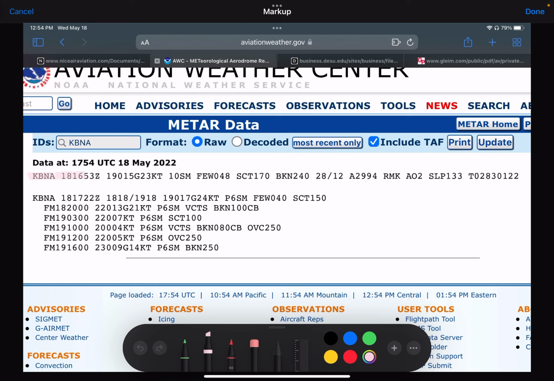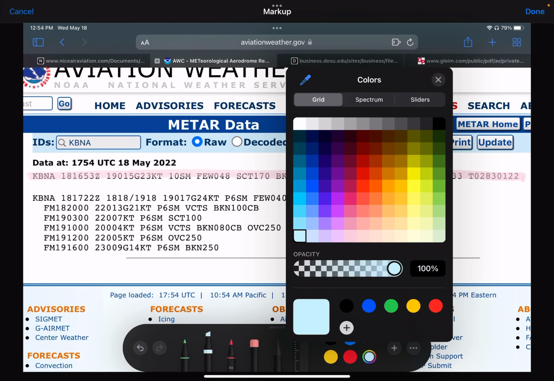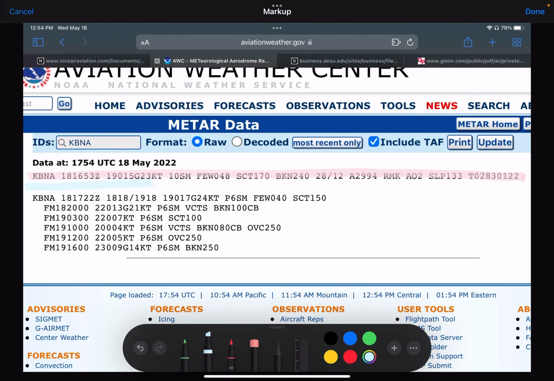So this right here is the METAR. And then we'll do blue. This portion is our TAF. And so we use this TAF to look at what our weather will look like for us when we go up in a couple hours. And so we'll decode our METAR first.